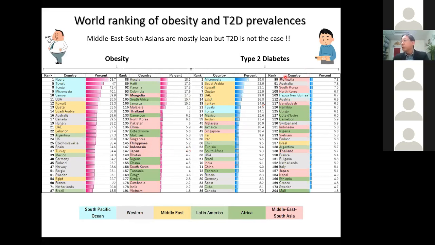And how about type 2 diabetes? Some Asian countries rise up to the first half rank, Malaysia, Singapore, India, China, and so on. And Mongolia is still in the lower rank, and also Thailand, Japan, and Indonesia are here. It's not so bad.